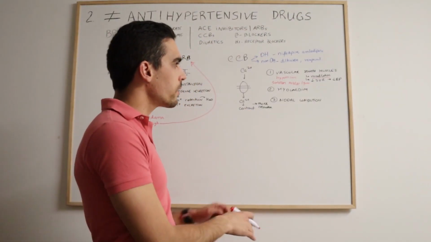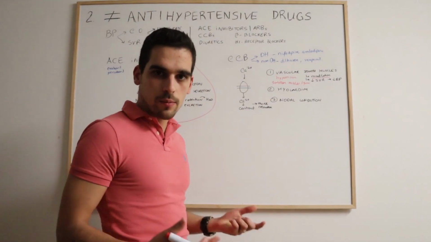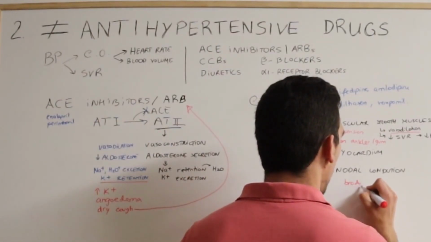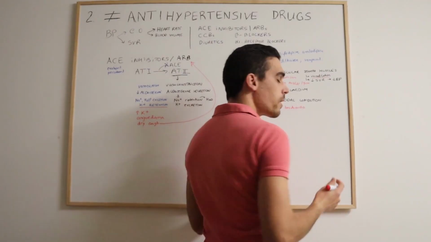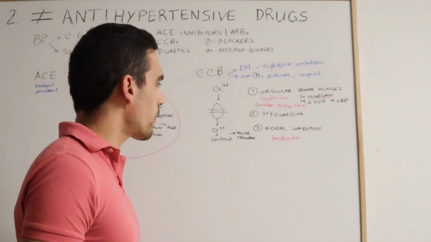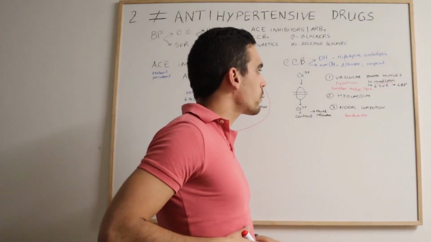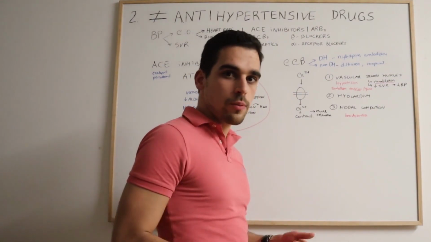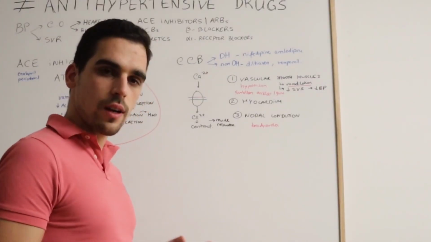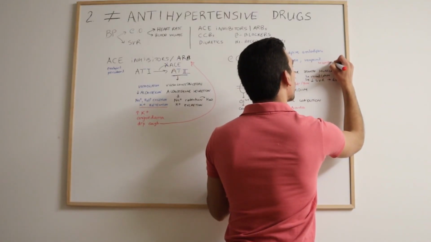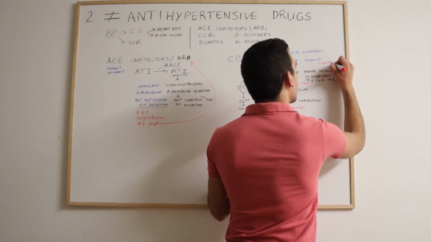Then when it comes to diltiazem and verapamil, which act mainly on the heart, the main side effect is bradycardia. The heart rate may drop too much, so that's pretty much the main side effect. And verapamil can also block the entrance of calcium in the gastrointestinal system, so it can also cause constipation in a few patients.